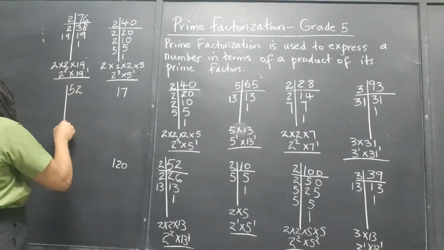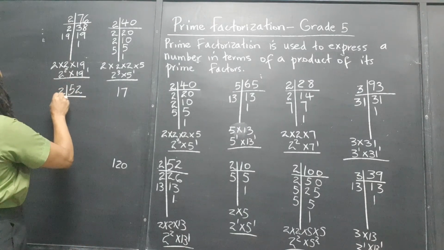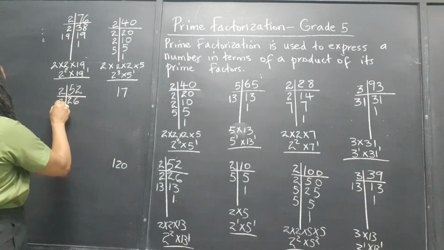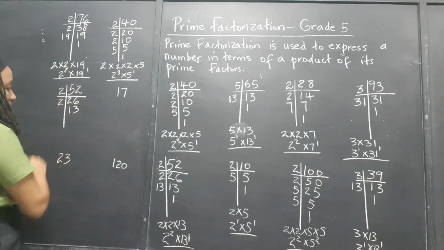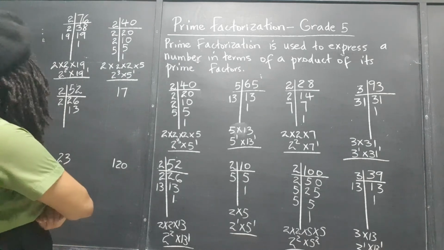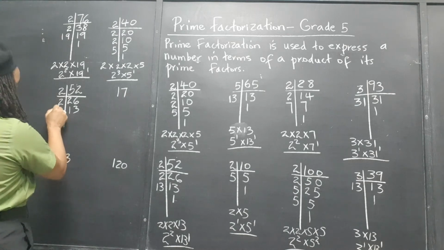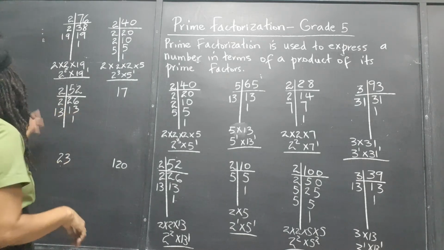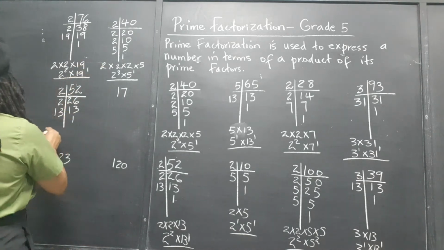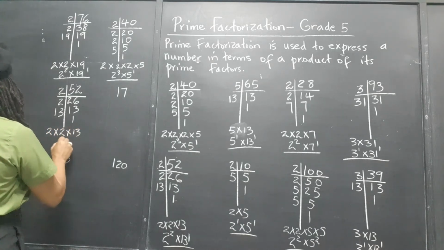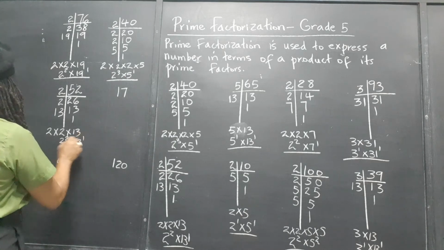Alright, 52. 2 into 5, 2 times and 1, 2 into 12, 6, 2 into 26, 13. Why am I rewriting the same numbers? It seems like I love these numbers, right? So that's the second one that we're repeating. Alright, it's not a problem. 2 squared times 13 to the first power.